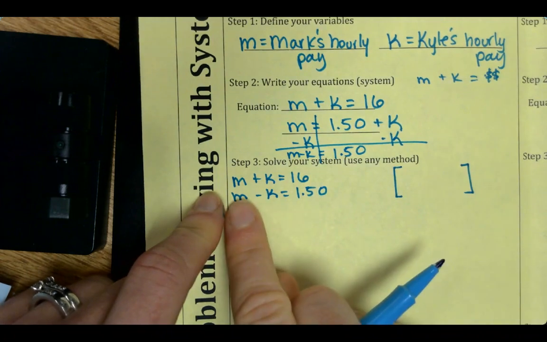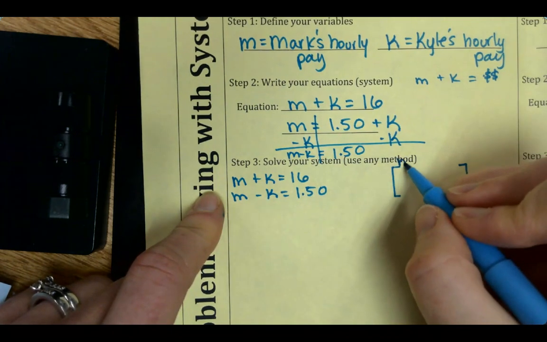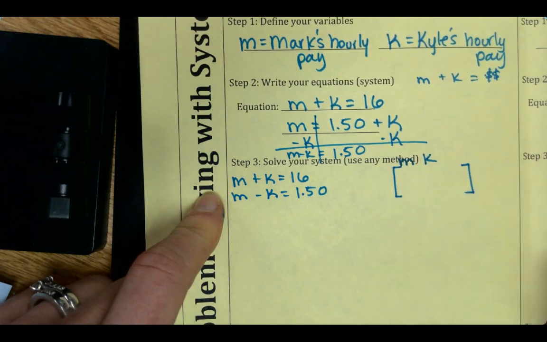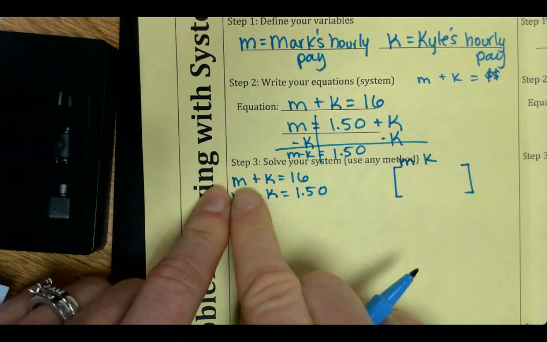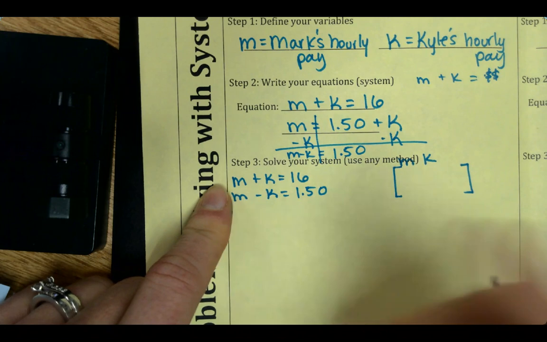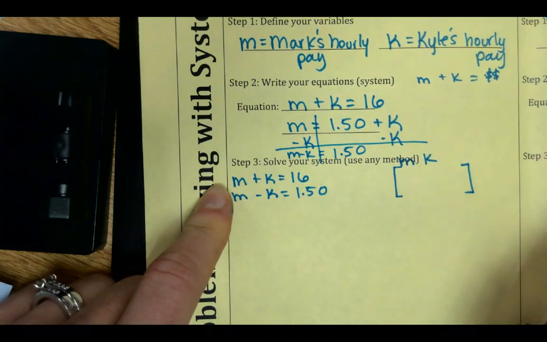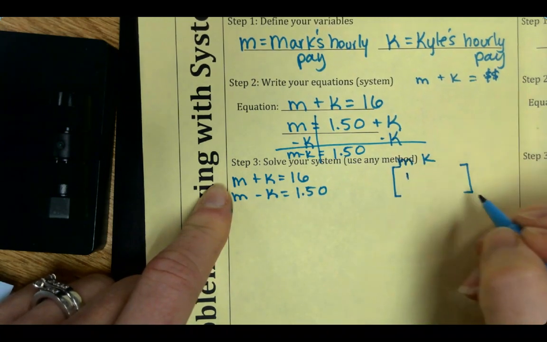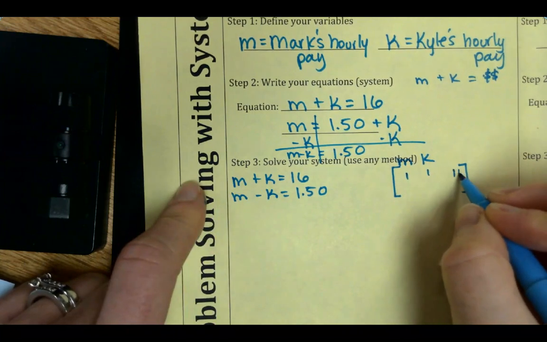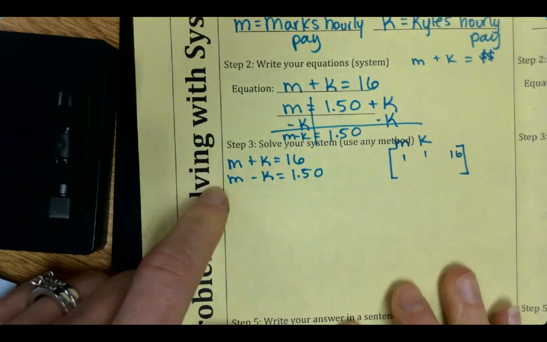So I want to make sure it's in the same order each time. So M, K, and then something else. It's already in that order. So what do I put on row one? 1, 1, 16. Row 2?